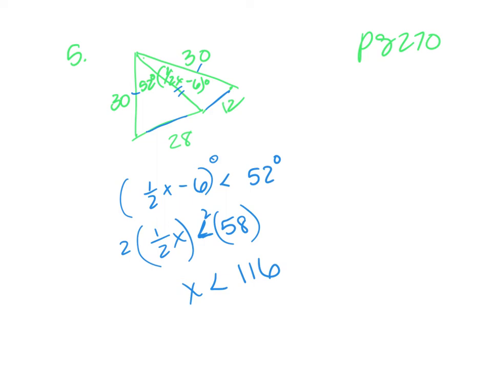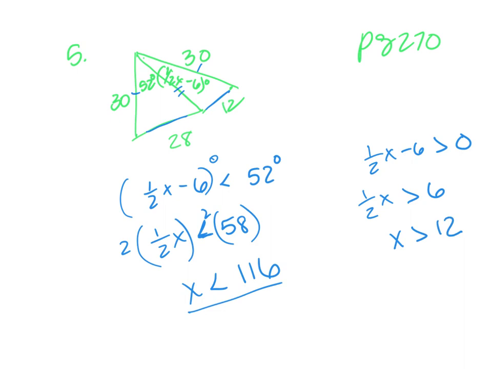So whenever x is less than a number, we also have to consider that 1/2 x minus 6 has to be greater than 0. It can't be a 0 and it can't be a negative. Got it? So whenever x ends up less than a number, you've got to do this also here. So it's 1/2 x is greater than 6, and then multiply both sides by 2. So x is greater than 12. So my answer on this one looks like this.